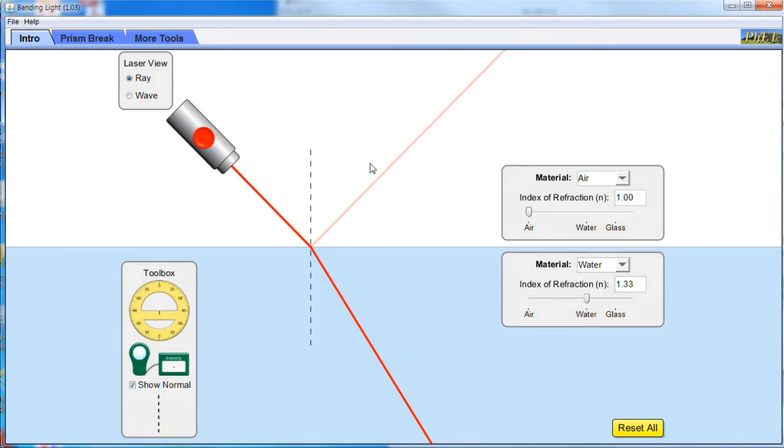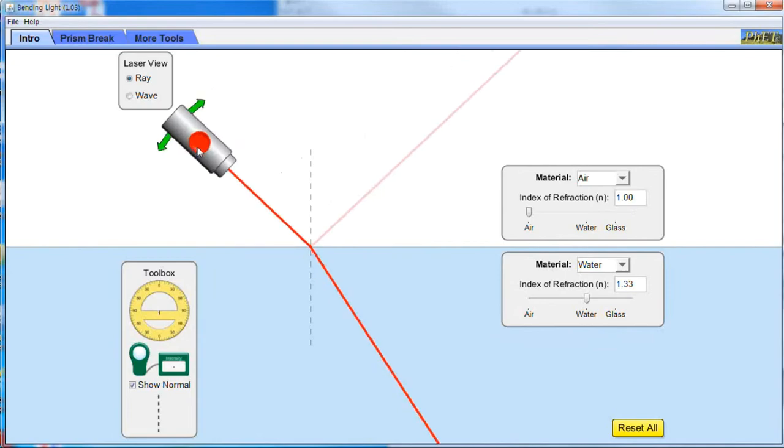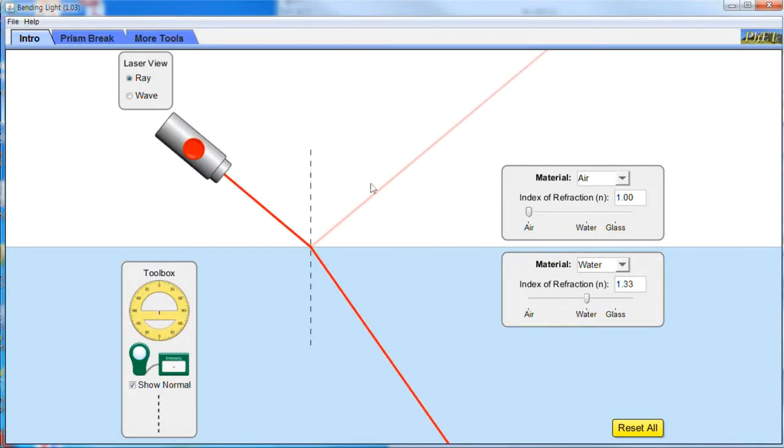Well, the first thing you can immediately realize is that this angle of reflection looks to be equal to the angle of incidence. Actually, that is always true. However small or large you change the angle of incidence, you can see that the angle of reflection always remains equal to the angle of incidence. Okay, that's the first thing.